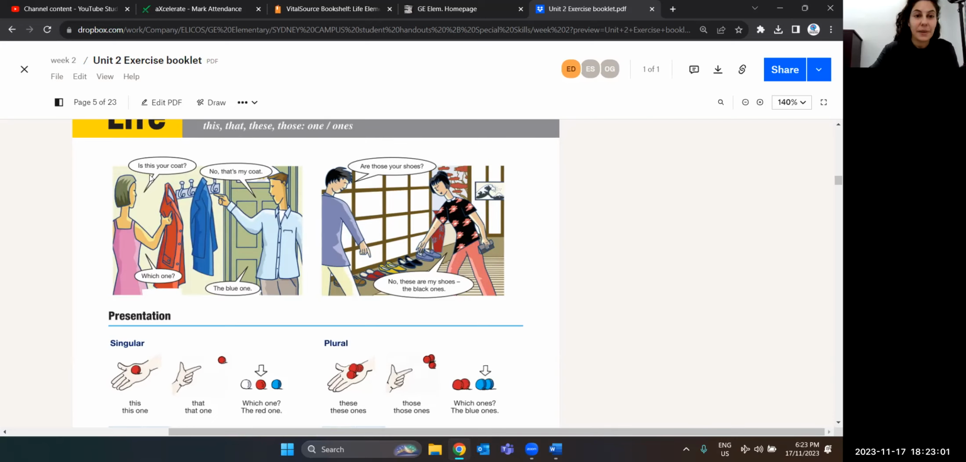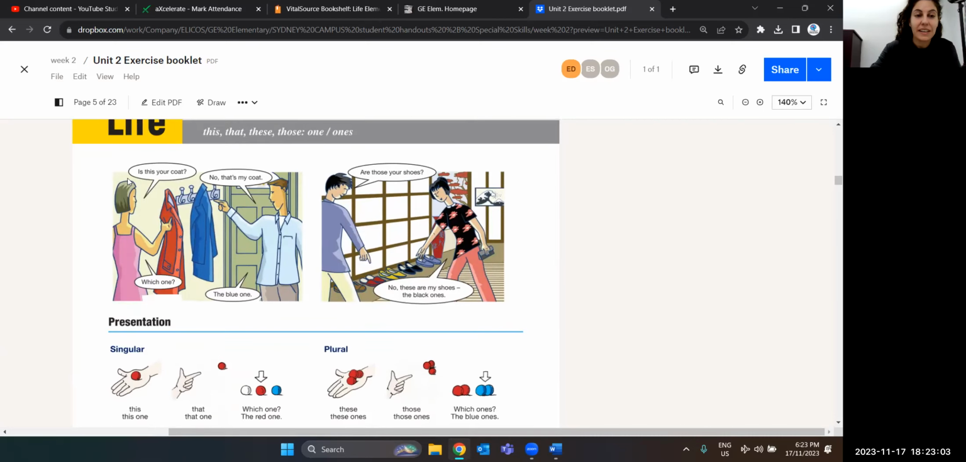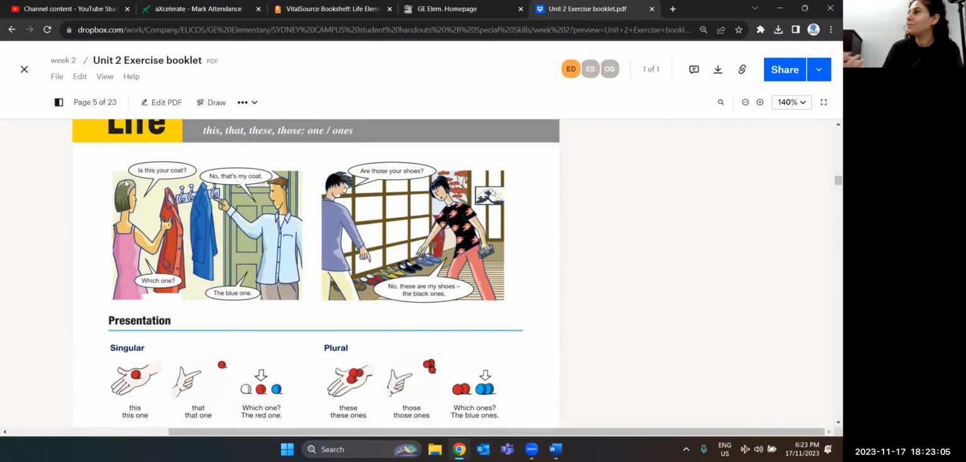So next page, 2B. So Juanita said, is this your coat? No, that's my coat. And you can continue, Clayton the man. Shoes. No, these are my shoes. The black ones. Yes.